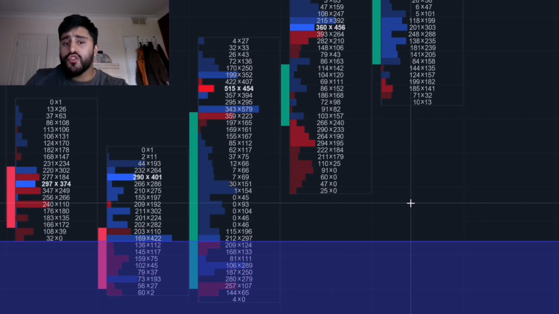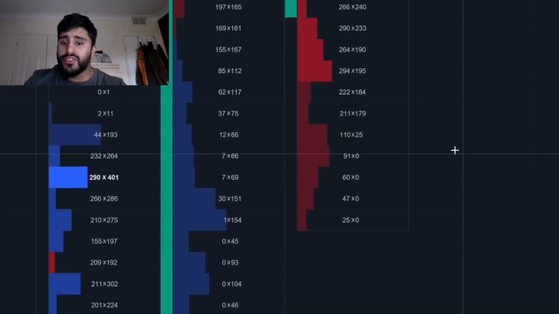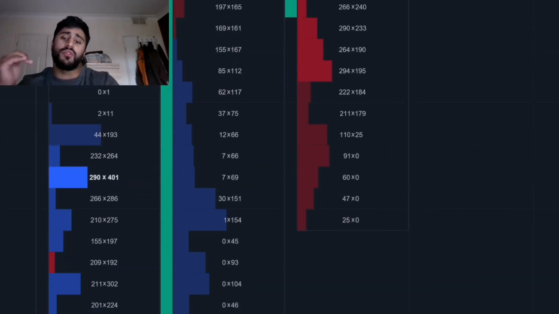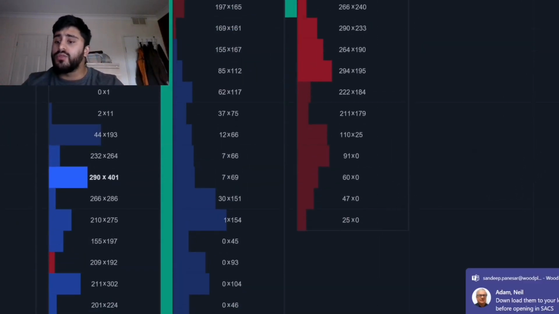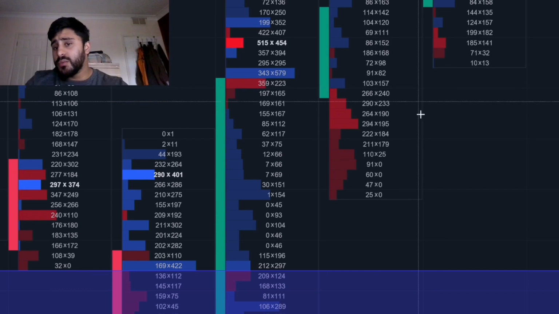So if you're looking for extra confirmation, what you want to look for is the fact that you see 4 zeros in a row, right? When you see 0, 0, 0, 0, this shows you significantly that there's more sellers than buyers at this area. So this is showing you the absorption of sellers. Very important to understand that.